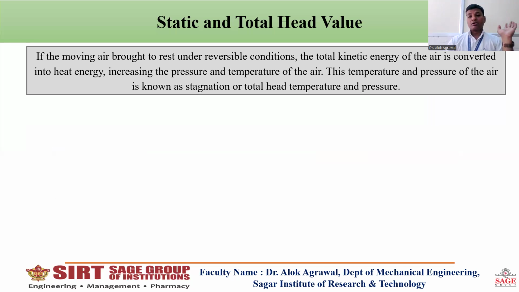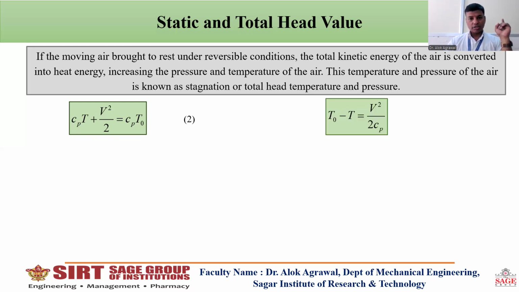This temperature and pressure is called stagnation or total head pressure and temperature, or stagnation property. If we consider the static temperature and the velocity associated with it, we can get Cp T0, and this T0 is the stagnation temperature. Here, kinetic energy is associated with the stagnation temperature. So T0 will always be greater than T, because in T, kinetic energy is not associated, and in T0, kinetic energy is associated.